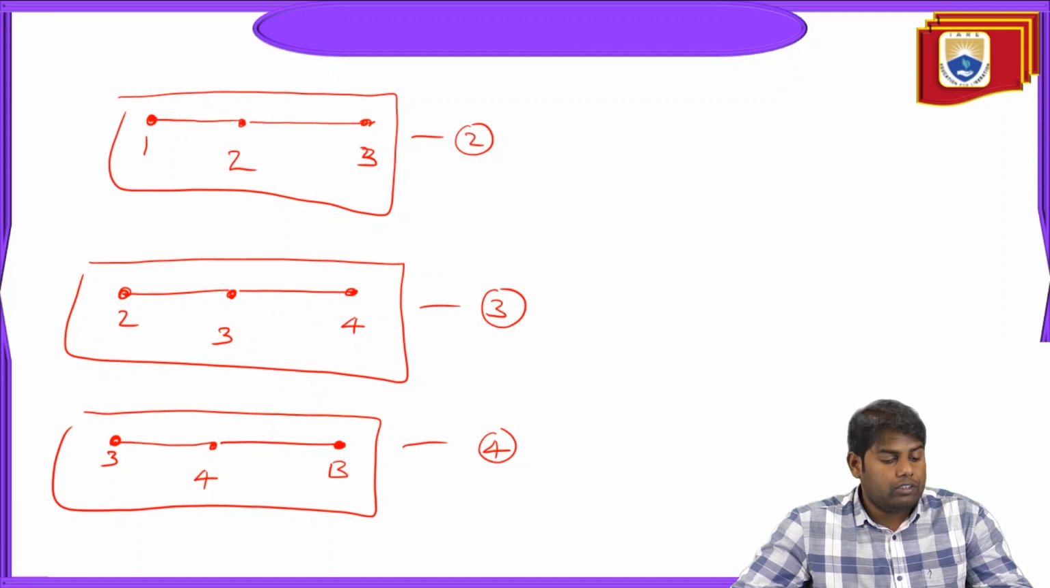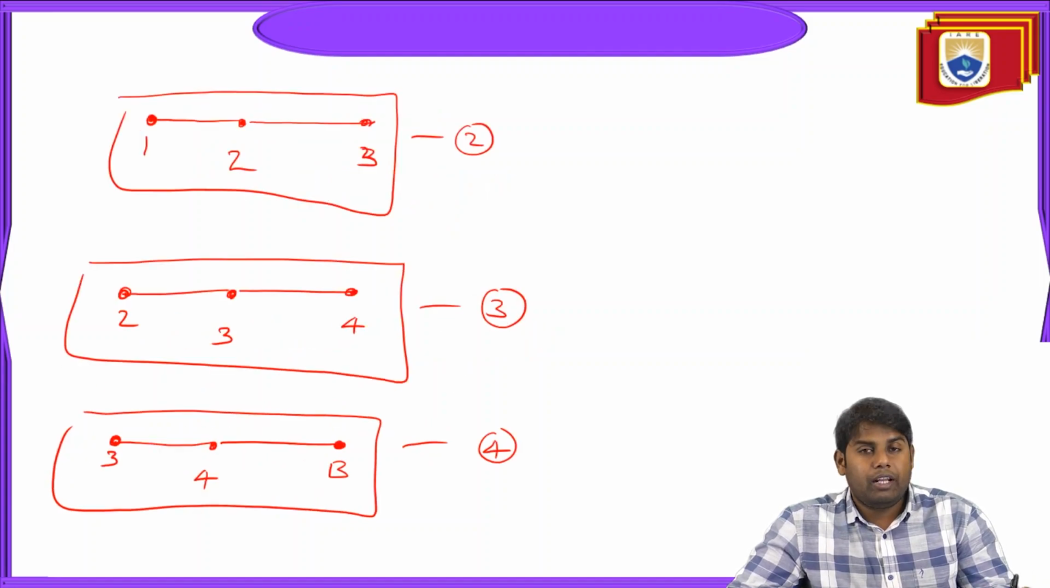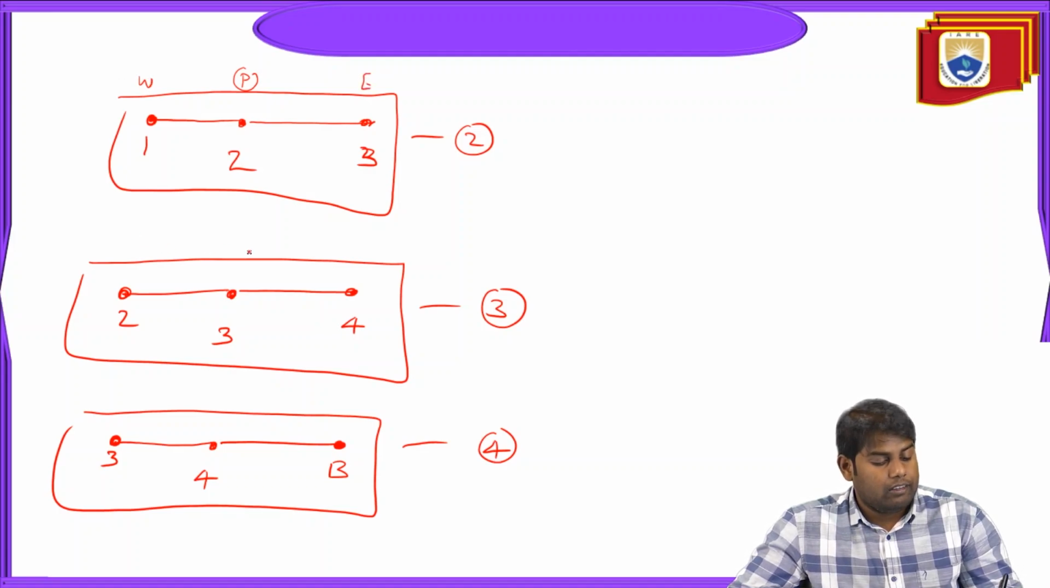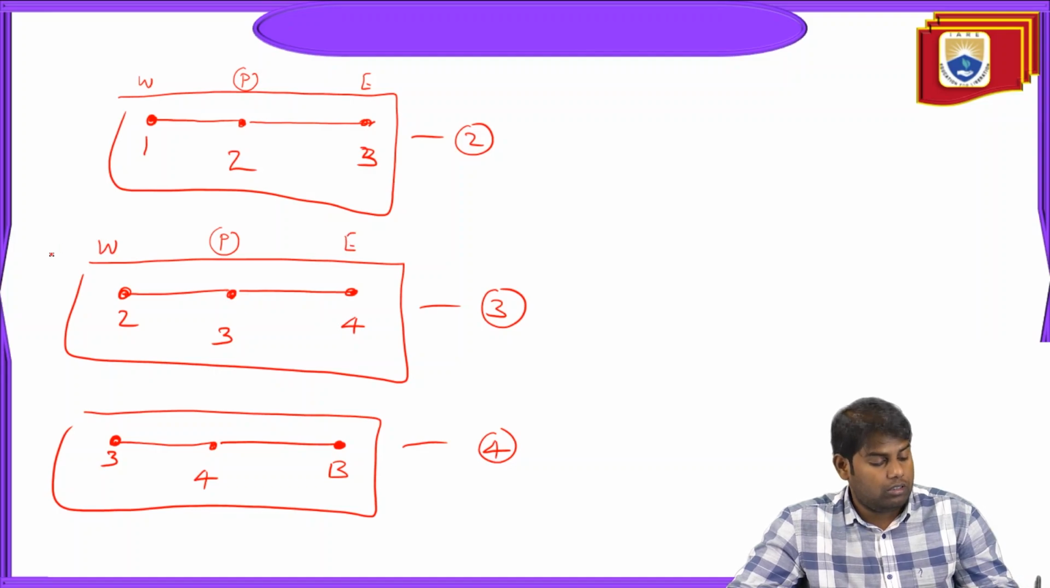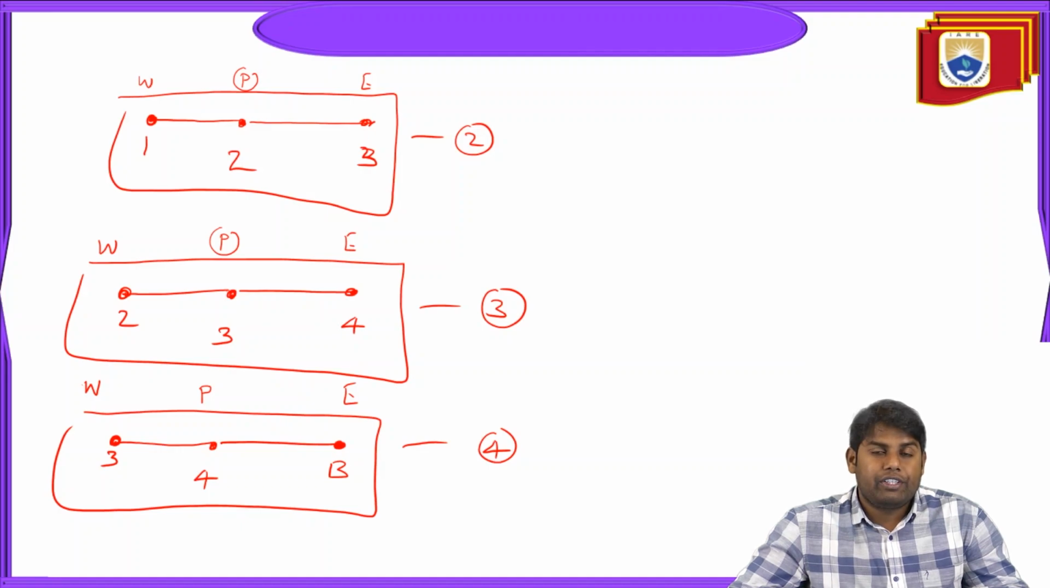With these 4 equations, we apply the concept of the point of interest P. For equation 1, this is the point of interest P, this will be the west node and this will be the east node. Similarly for the second equation, this will be the point of interest P, with its west node and east node. Similarly for the third and fourth equations. We will write this down for each element.